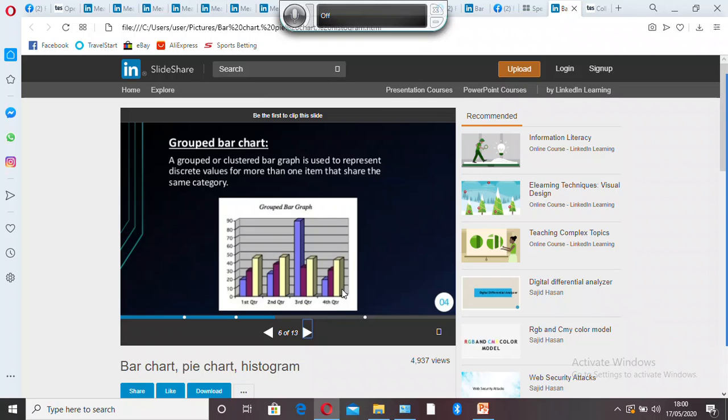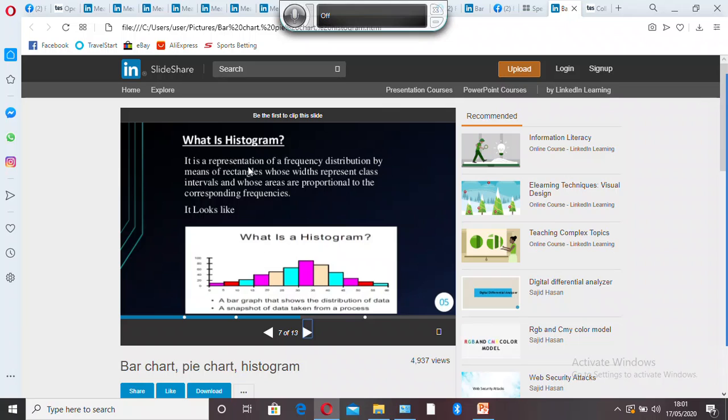You should always take note of that, because you will have histogram and they will also be clustered together, but they won't have any space in between them. But this is a bar chart, so you still have the space in there. It's used to represent values for more than one item that share the same category. You can have them like a grouped bar chart. Okay, let's proceed.